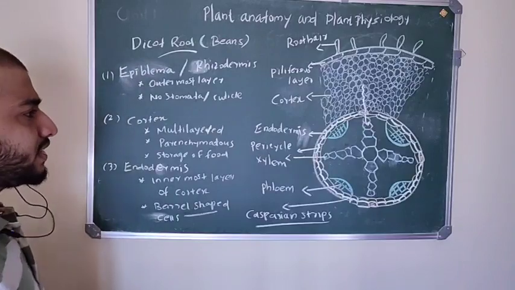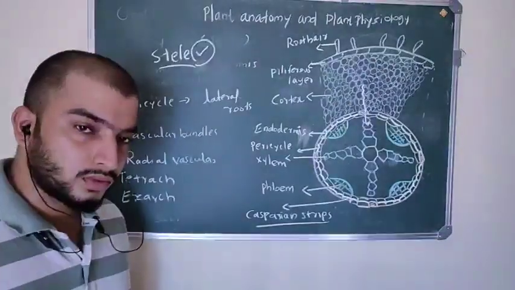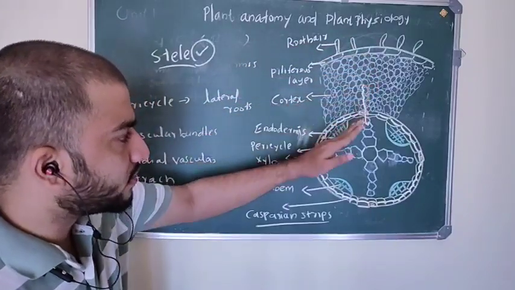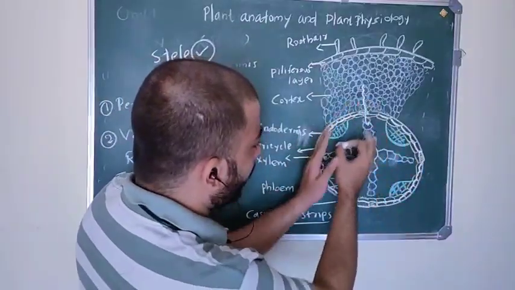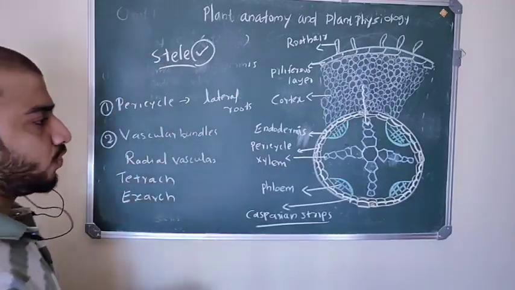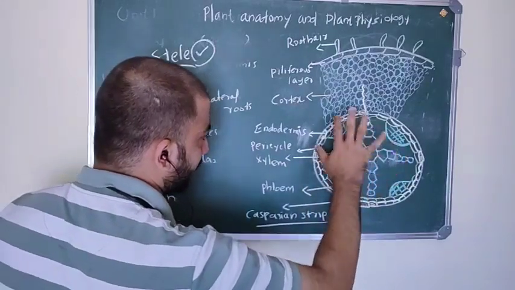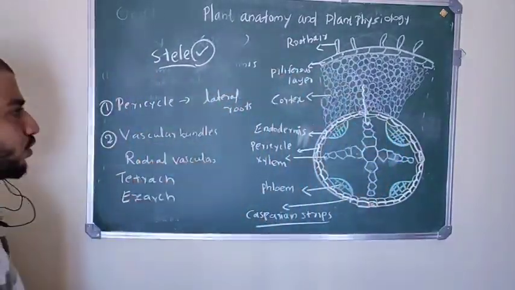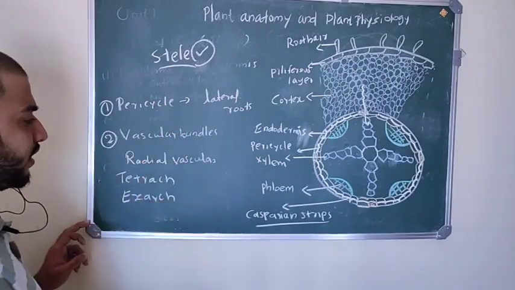Next we are going to discuss another part of the internal structure, called the stele. We discussed the piliferous layer, the cortex, and the innermost layer of the cortex, the endodermis. Whatever is left after the endodermis is called the stele. Below the endodermis you can see the pericycle, xylem, phloem and pith; all this region is the stele. Vascular bundles are present in the stele, so here there are two components: the pericycle and the vascular bundles.